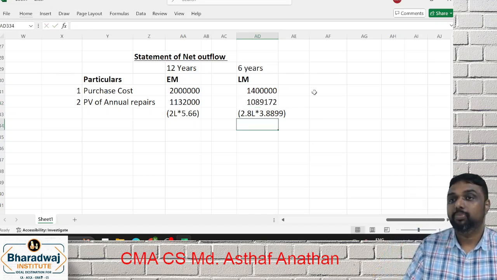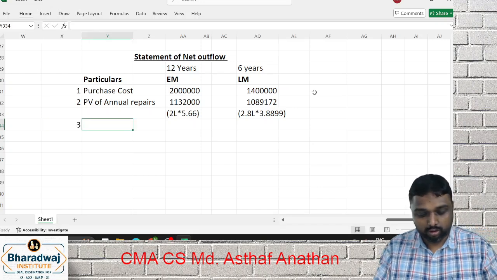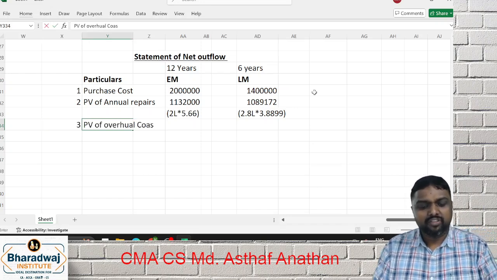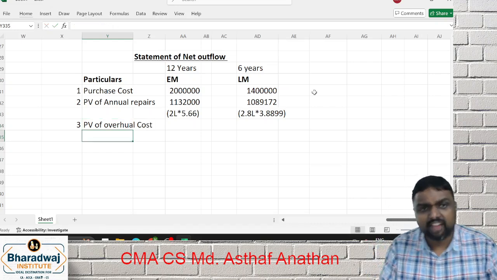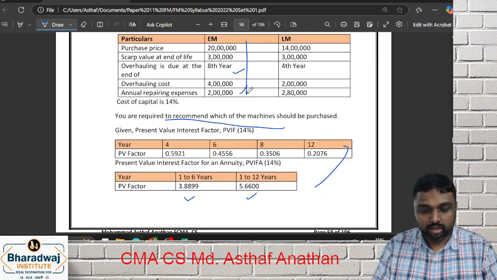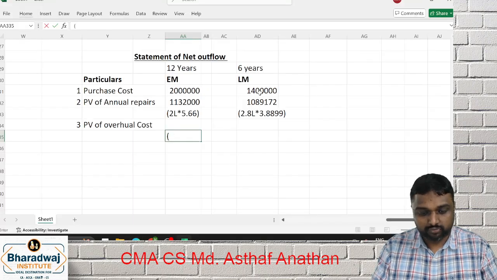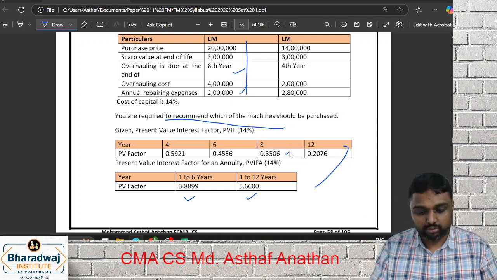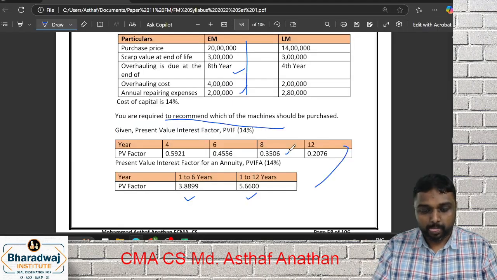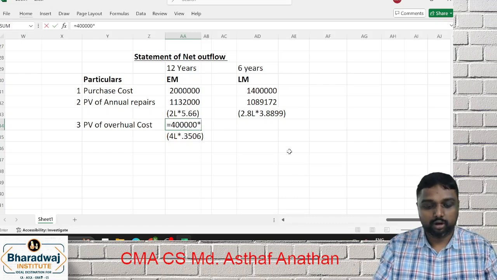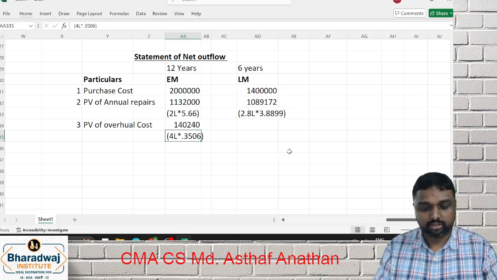Are you clear? Next we have overall cost. Present value of overall cost. The overall cost is not increasing every year, is it? Only in the 8th year. So what is the amount? Overall cost is 4 lakh, and the amount is only in the 8th year. So the 8th year discount factor, everything discounted is given in the question, 0.3506. So 4 lakh into 0.3506.